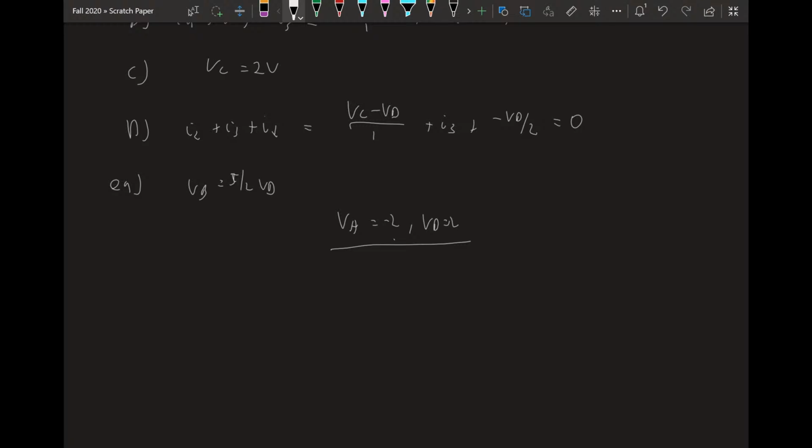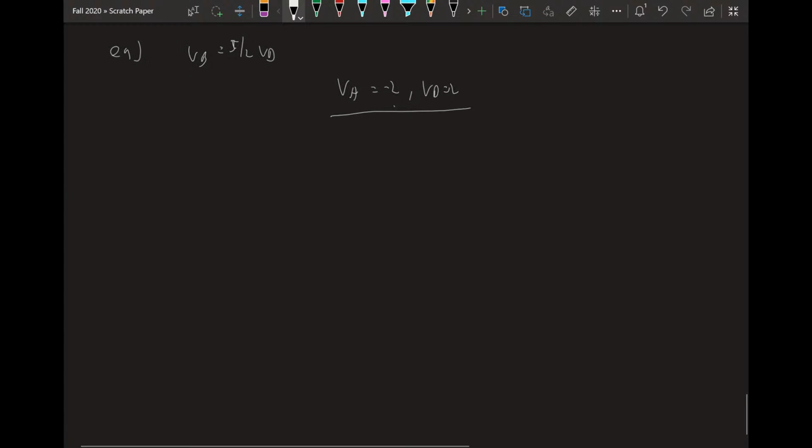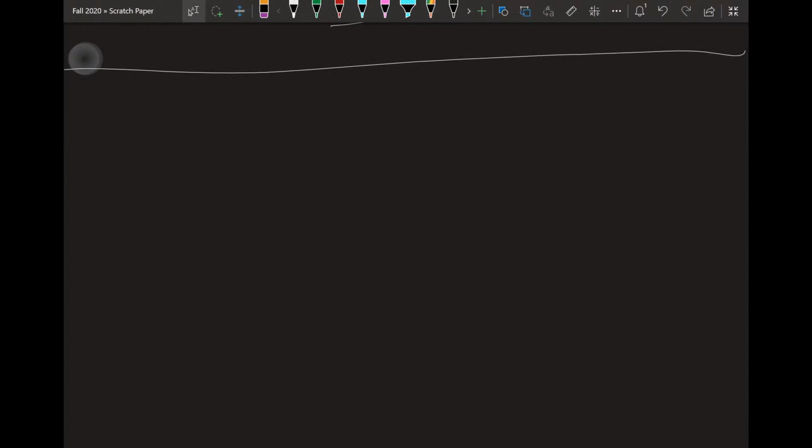Okay. Let's move on to something else. So node voltage was one method for solving circuits. The other method is called mesh current. Mesh current is in terms of Kirchhoff's voltage law, and here are the steps I use.